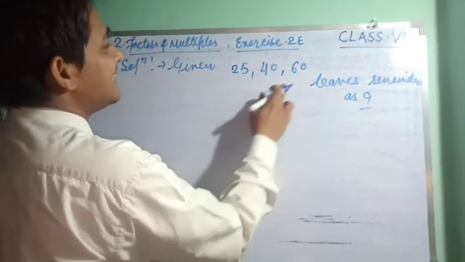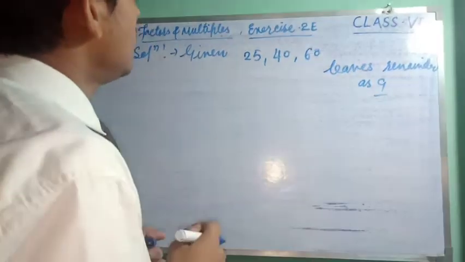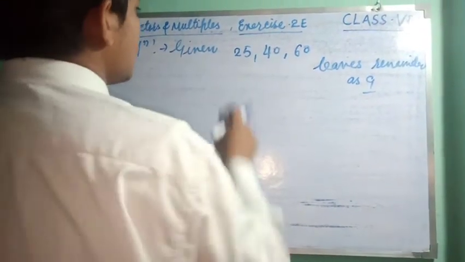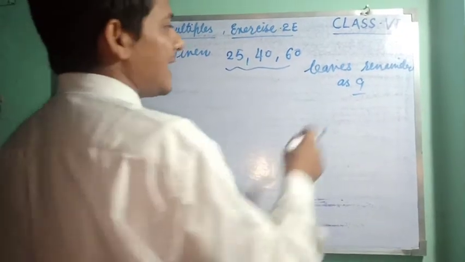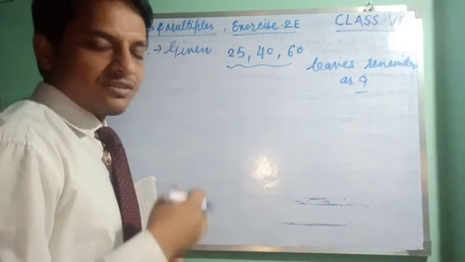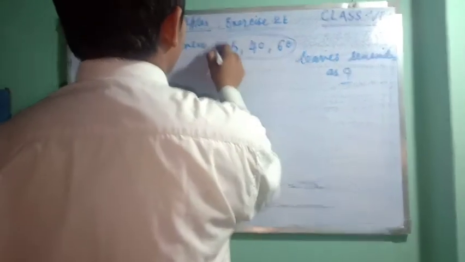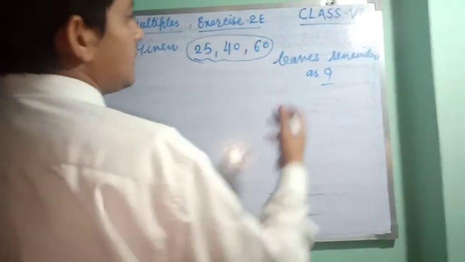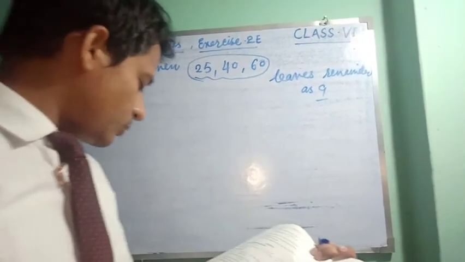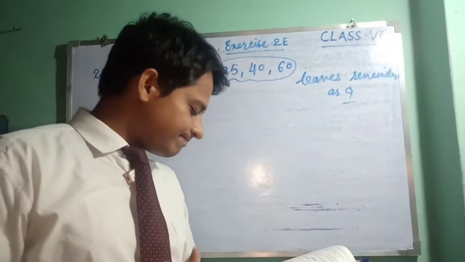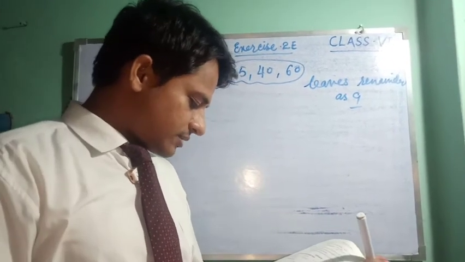First of all, find the LCM of these numbers, either by the division method or the factorization method. Then add 9 to the LCM. This gives us the required answer. Okay, first find the LCM of these numbers, add 9 to the LCM. I hope you will get the point. Now the next question, question number 23, is a similar question.